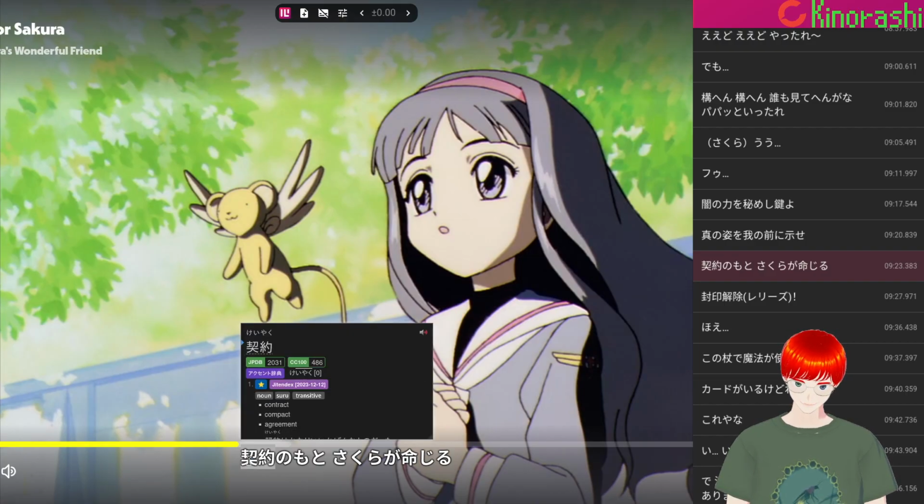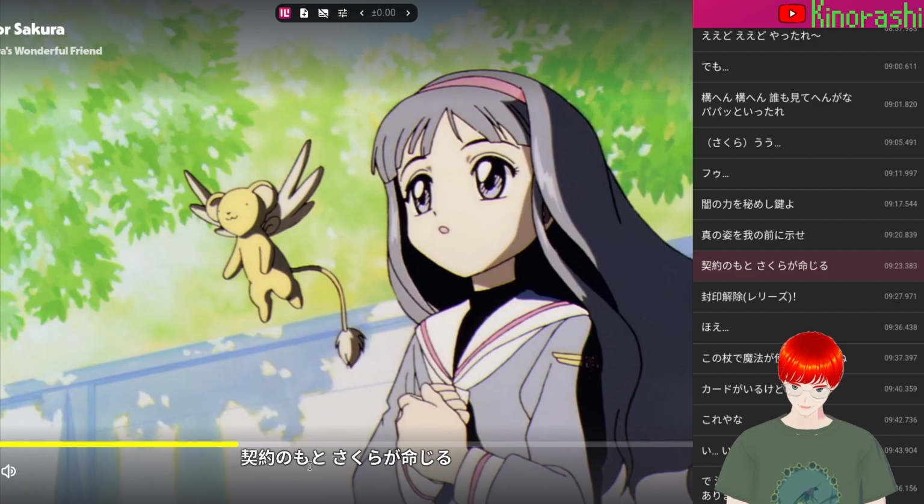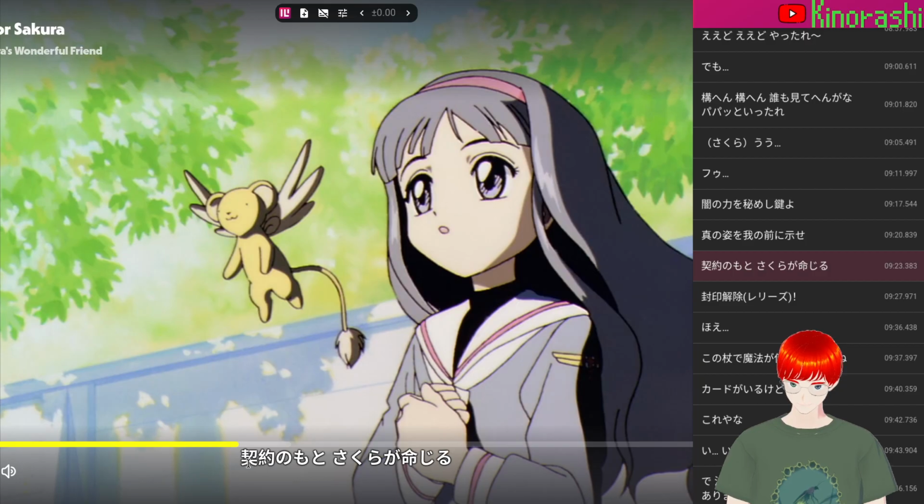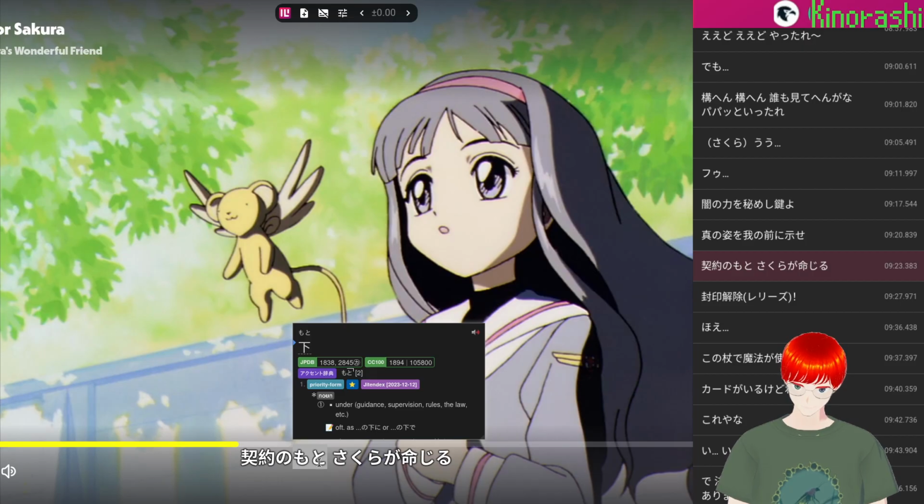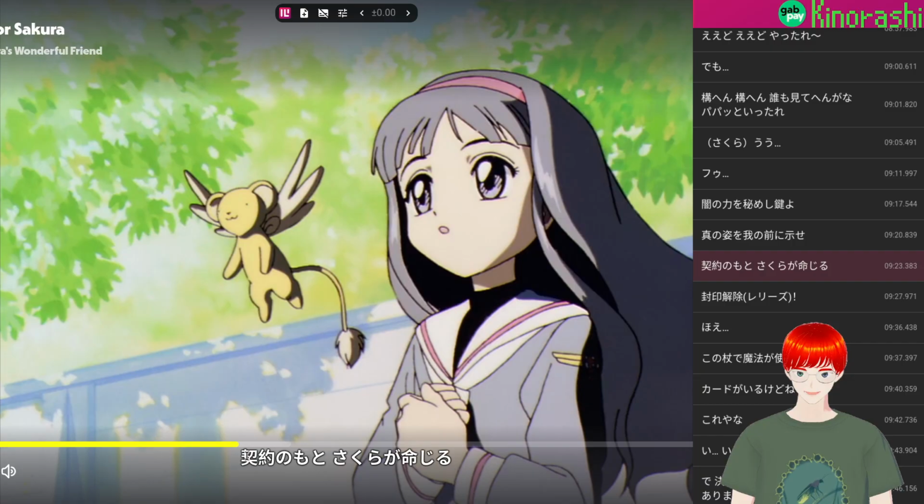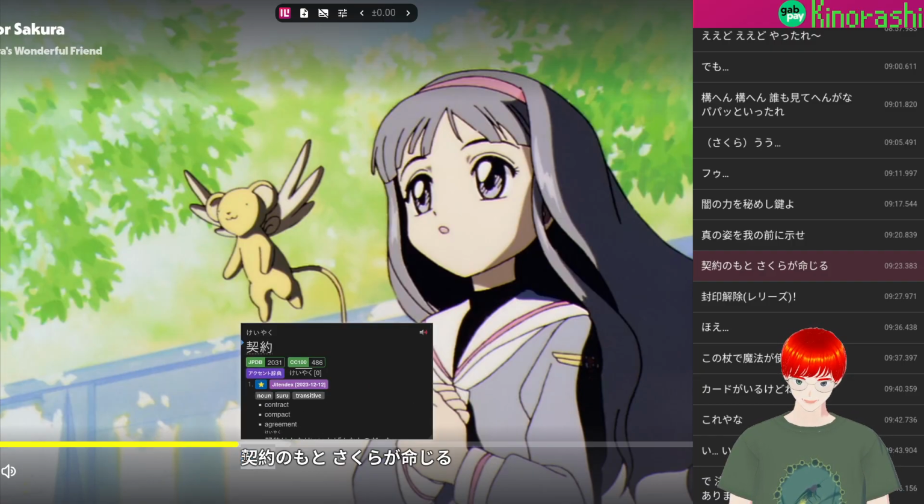契約, contract. 契約のもと、Sakuraが命じる, to order. So, under contract, Sakura orders. Essentially, this whole phrase: what type of Sakura are we talking about? We're talking about the under-contract Sakura.